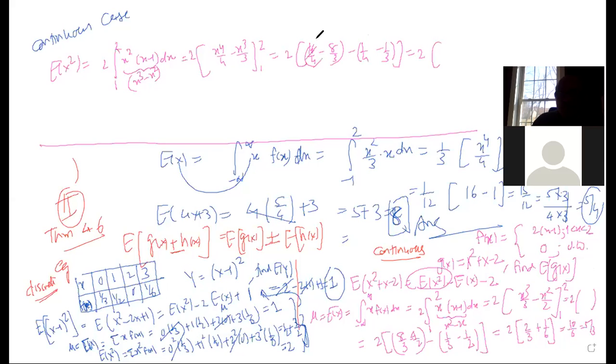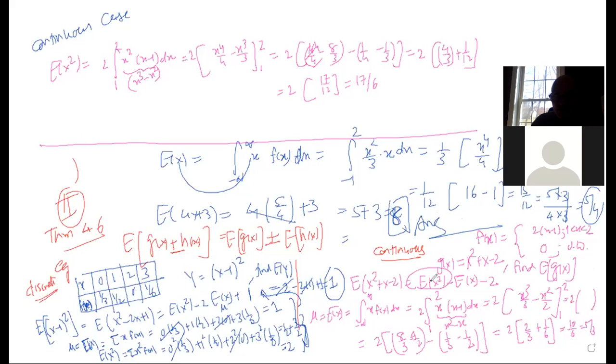16 by 4, that is equal to 4. So 4 3s are 12 minus 8, that is equal to 4 by 3, minus, I would say, 3 minus 4 is negative 1, so positive 1 by 12. So that is equal to 2, and here it is 4 4s are 16 plus 1, 17 by 12. So that is equal to 17 by 6, if I am not wrong, 17 by 6.